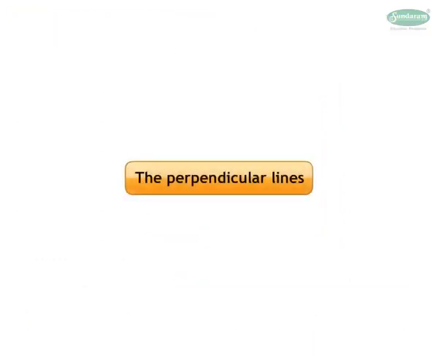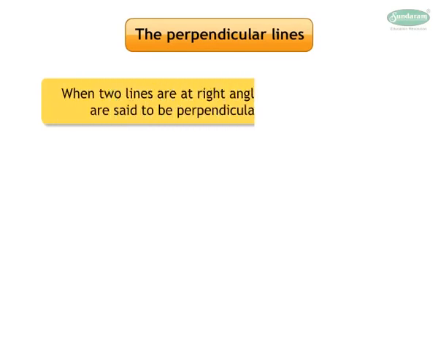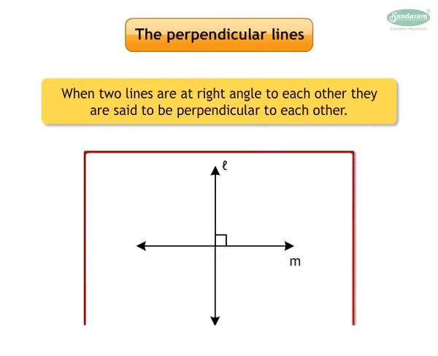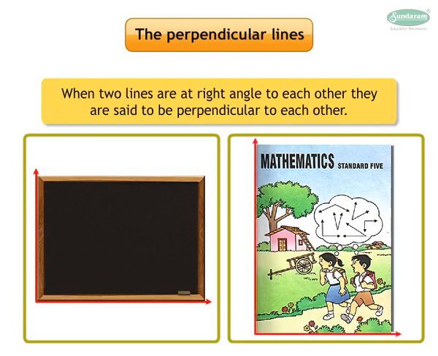Now let's study about perpendicular lines. When two lines are at right angle to each other, they are said to be perpendicular to each other. In the figure, lines L and M are at right angles to each other. They are perpendicular to each other. Let us look at a few examples. Number 1. Adjacent edges of a blackboard. Number 2. Adjacent edges of a book.